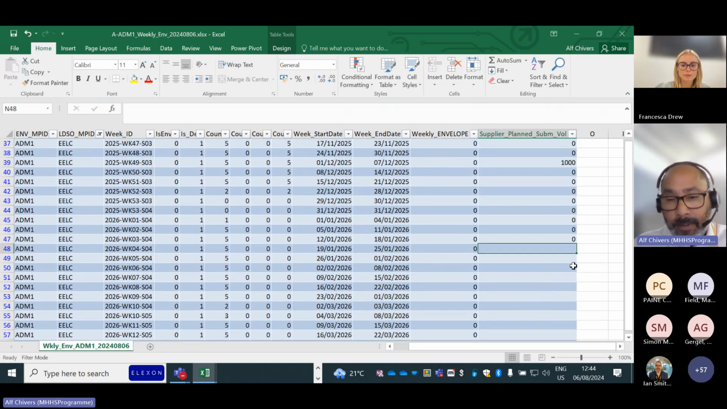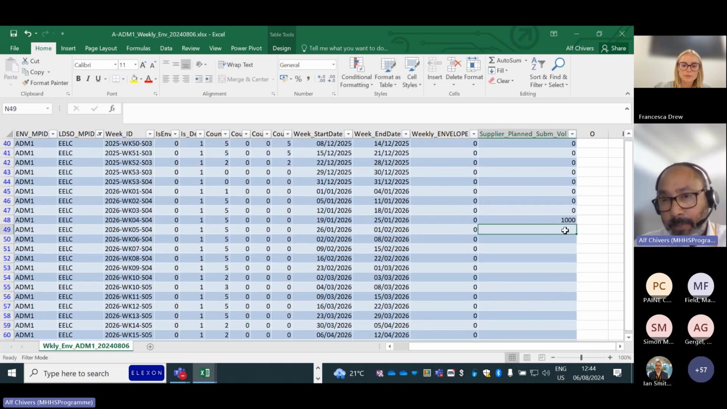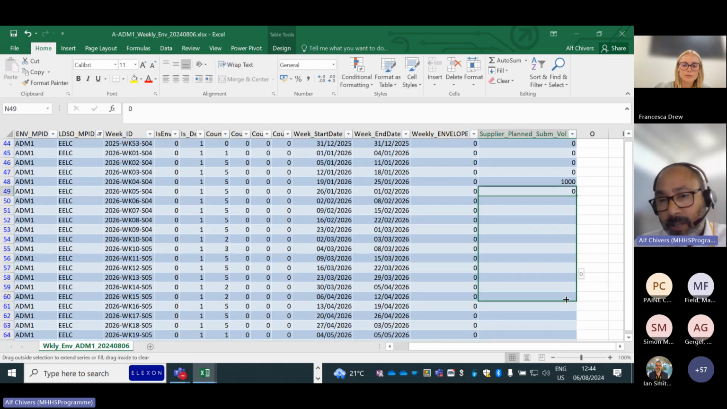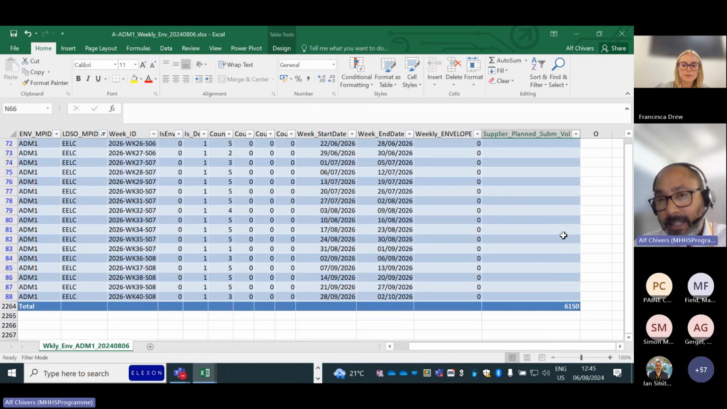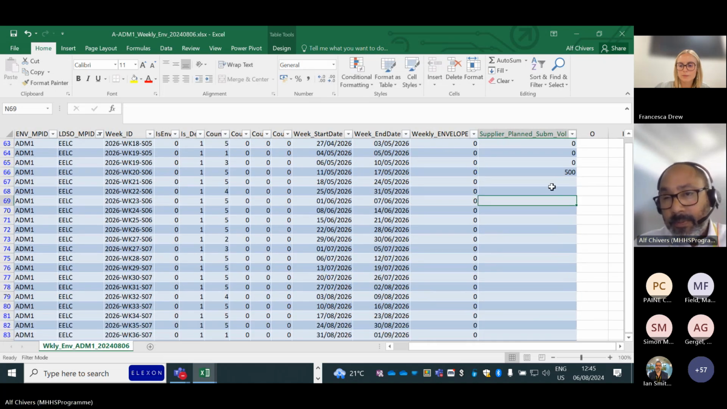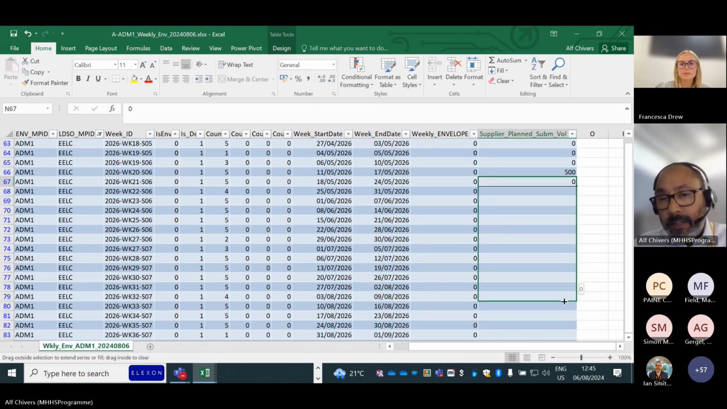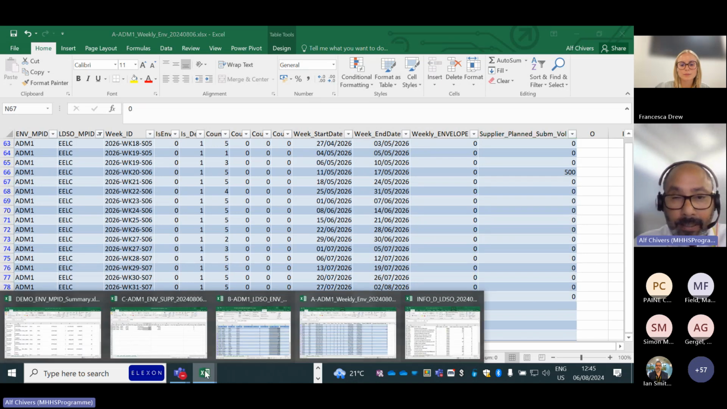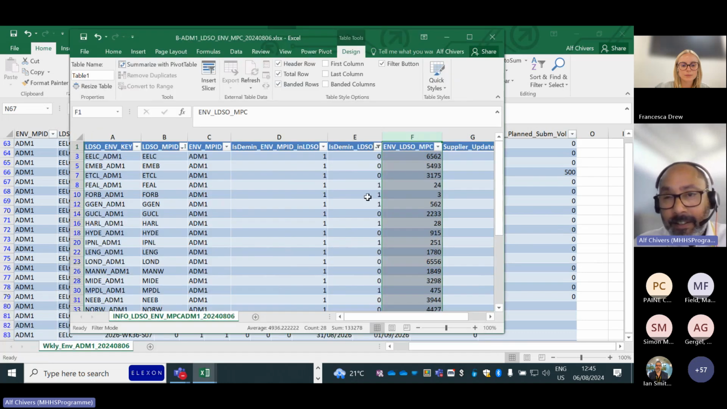So again, I could put 1,000 on one week, and then right towards the end, I need to put 0 in, noting that I explicitly call out zeros where there's no submissions, which is an important thing. And then right towards the end, there's going to be another 500, for example. And then if I go back and check my number in sheet B, it's 6,562.